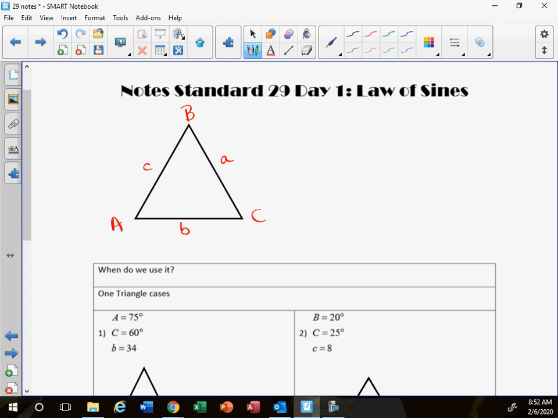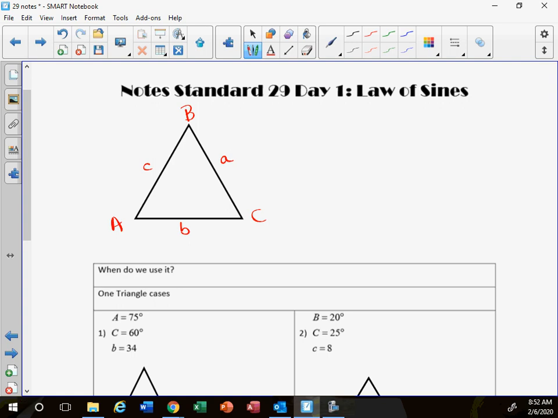So the law of sines is a formula for you to use to solve for missing parts of a triangle when it's not a right triangle. You've done the sine, cosine, tangent, the SOHCAHTOA stuff so far, but that only works with right triangles. This stuff works with any triangle.